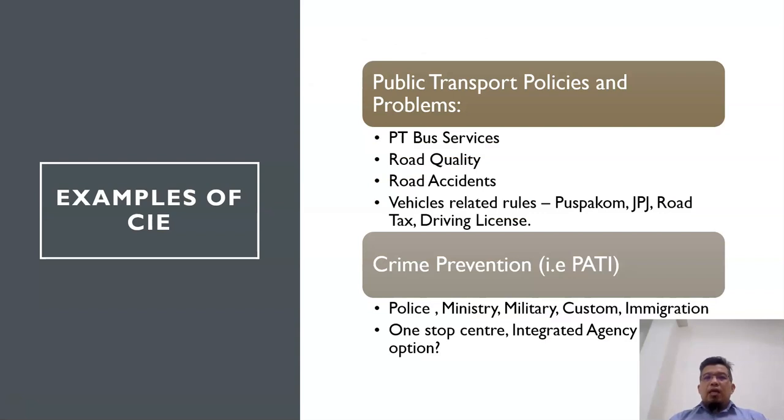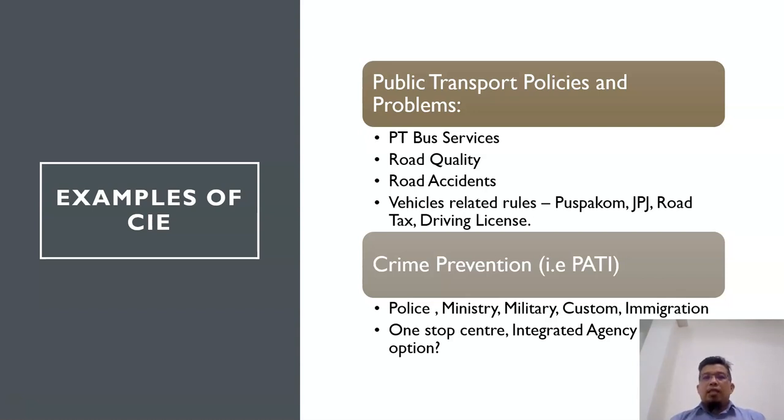Okay, examples of CRE where the government can provide the role of coordination, implementation, and enforcement. Look at the example of public transport policies and problems. You know that public transport needs to provide reliable transportation services, as well as address the quality of the roads and the number of road accidents. You can see that multiple agencies are involved. Some are in the process of providing the services, like the public works department, to make sure of the road quality. Even the public works department has a role of enforcement and coordination as well, right?